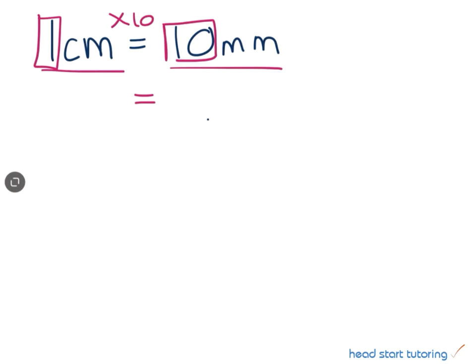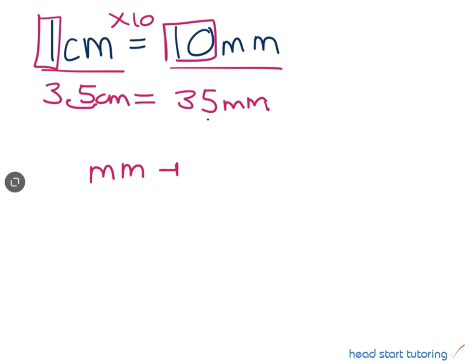So whatever our centimeter measurement is, so if it's 3.5 centimeters, we need to multiply that by 10 to get 35 millimeters. Right, now going from millimeters into centimeters, we know that 10 millimeters is equal to 1 centimeter, but what do we do to 10 to get 1? We do the opposite of what we do from centimeters to millimeters, so we are going to divide by 10.